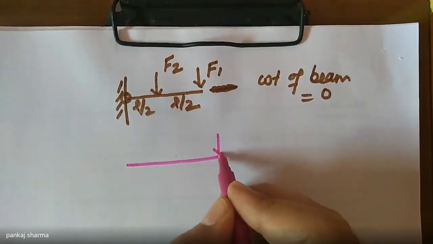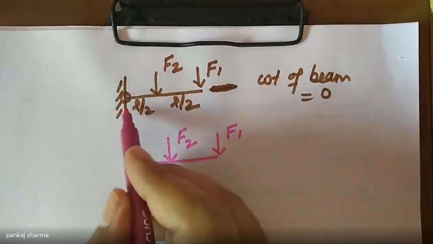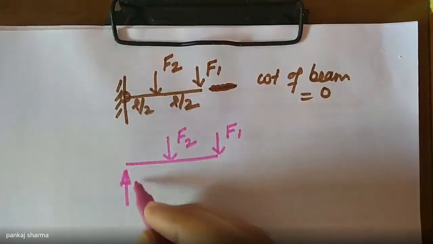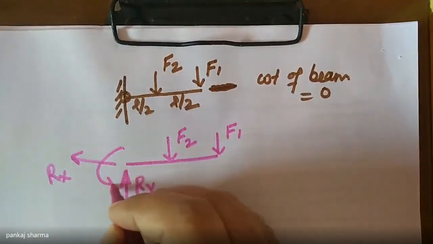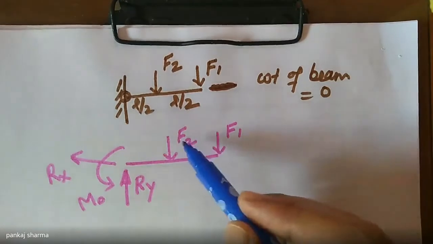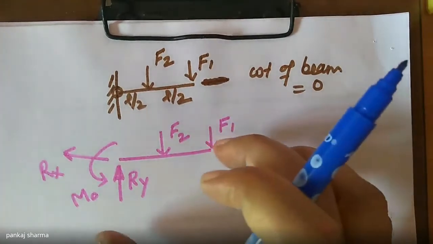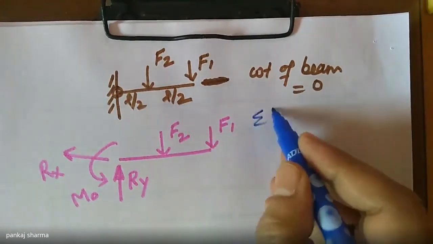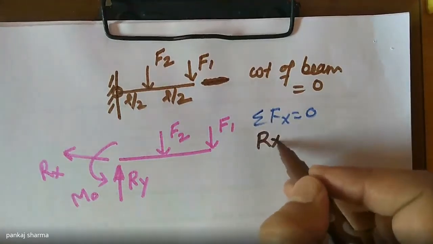First of all, we draw the free body diagram. F1 and F2, and the clamp support properties: Ry, Rx, and net moment M naught. These are the external forces, and these are the reaction values, internal forces. To keep this rod in equilibrium, the summation of Fx is equal to 0, which gives the value of Rx as 0.